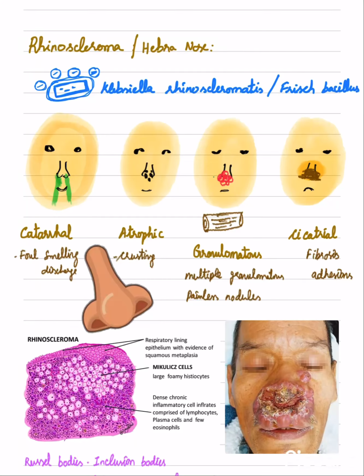Let's learn about a small topic in the nose that is most commonly asked in all competitive exams, that is rhinoscleroma or Hebra nose, which is a systemic manifestation in the nose, a granulomatous disease of the nose. The causative organism for this rhinoscleroma is Klebsiella rhinoscleromatis.